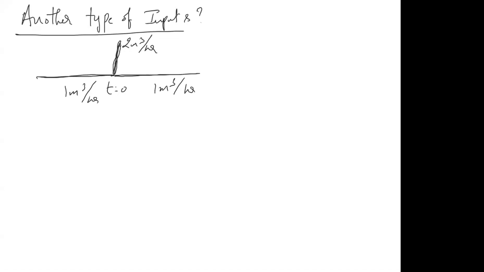This is called as impulse input. Clear? So 1 meter cube per hour, it goes suddenly to 2 meter cube per hour and then comes back to 1 meter cube per hour. So this is called as impulse input. Are you clear? So how do you derive the transfer function here for this impulse input?